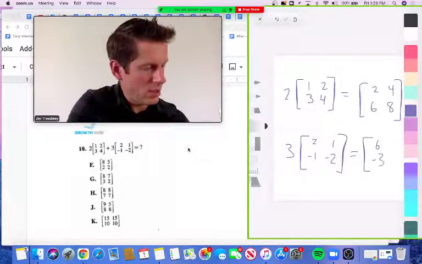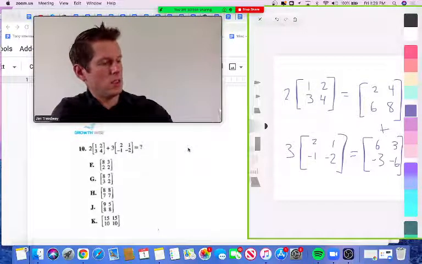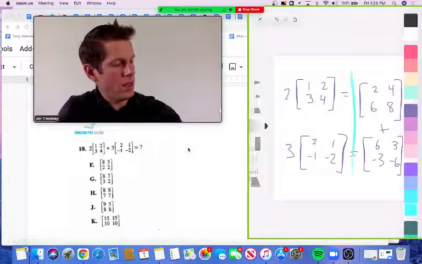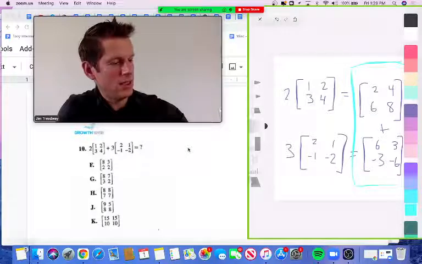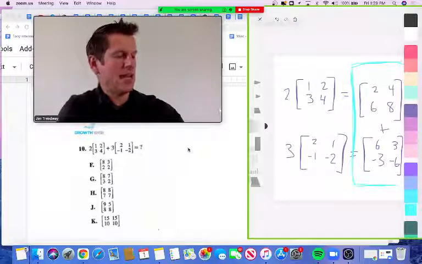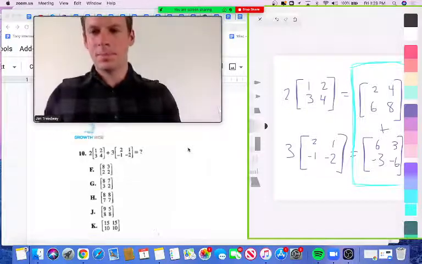Six, -3, 3, and -6. And then we would add these two matrices right here. And the reason that we can add these two matrices, yes, you guessed it, is because they have the exact same dimensions. They're both 2 by 2, so we can add or subtract them.